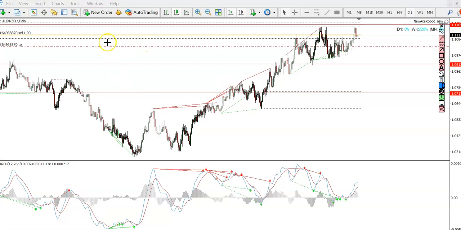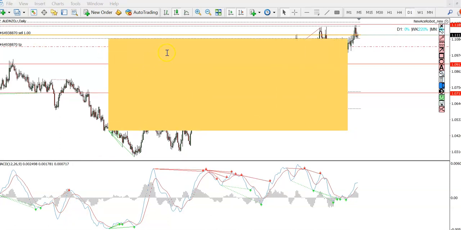The entry is at market price now, 1.111. So sell at 1.111. Stop loss: we're going to go 130 pips stop loss, 1.12400. Take profit: we're going to go 1.07. Take profit 1.07, and I'll show you why in a minute. So that's the setup for this week.